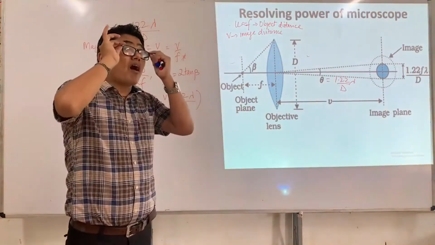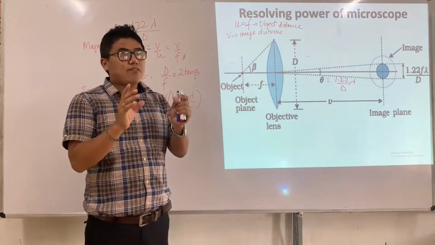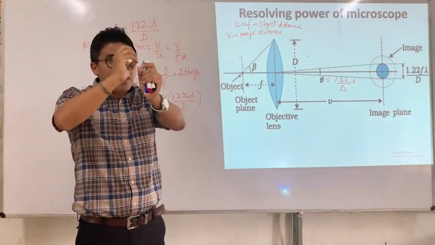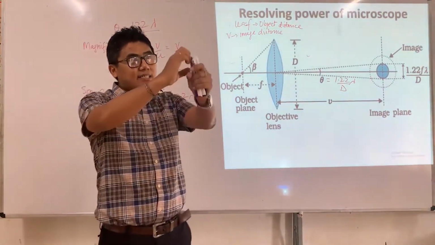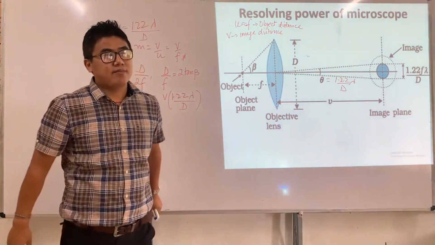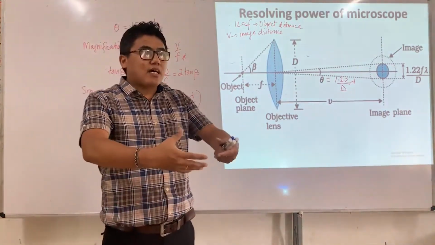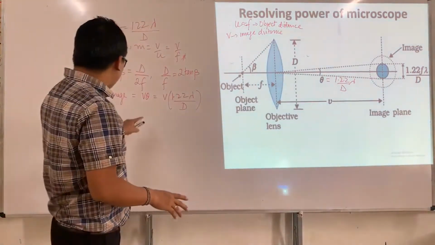And again I'm telling you that if the two images of two microscopic particles are distinguishable, then we call it resolved, this is fully resolved. All right. So this is what we are going to see.